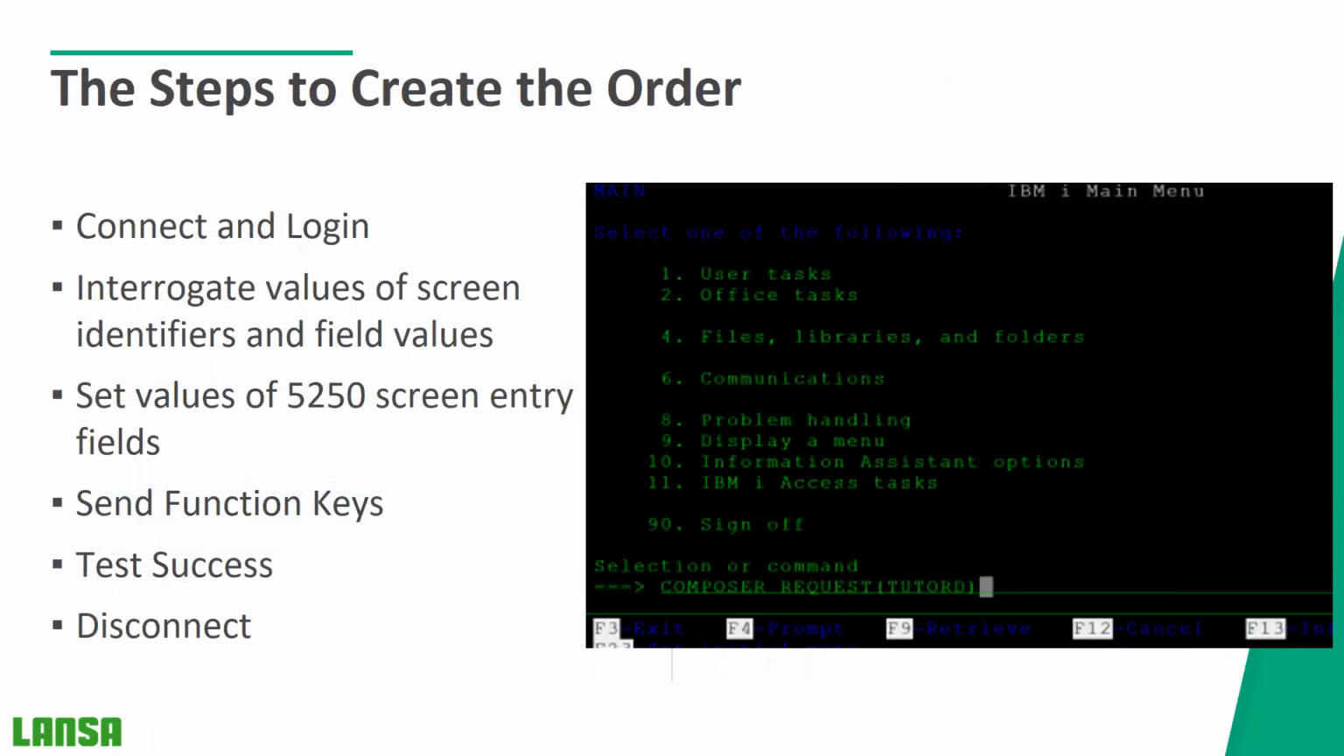Okay, let's talk about the steps to create an order, because this is what the robot is actually having to go through. The user would connect and log in. It needs to start a 5250 session, and it then interrogates the values of the screen identifiers and the field values. When I sign in, I get my initial user menu, and I need a way of knowing what menu this is. So the LANSA technology allows us to identify screens and name them, so the robot can identify where it is.